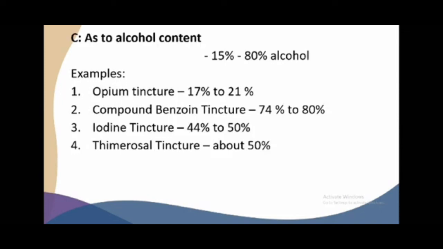As for the alcohol content of the tinctures, it must contain an approximate range of about 15% to 80% alcohol. Examples of these are the opium tincture, which is about 17 to 21%, compound benzoin tincture about 74% to 80%, iodine tincture about 44% to 50%, and lastly, thimerosal tincture, which is about 50%.